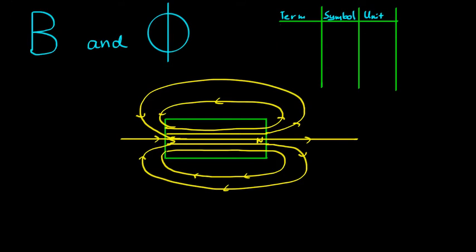and we use the term strength of magnetic field, the symbol a bold B, and the unit a Tesla, T.